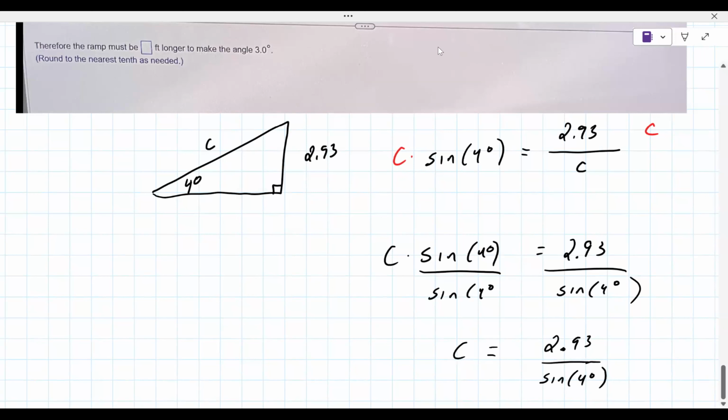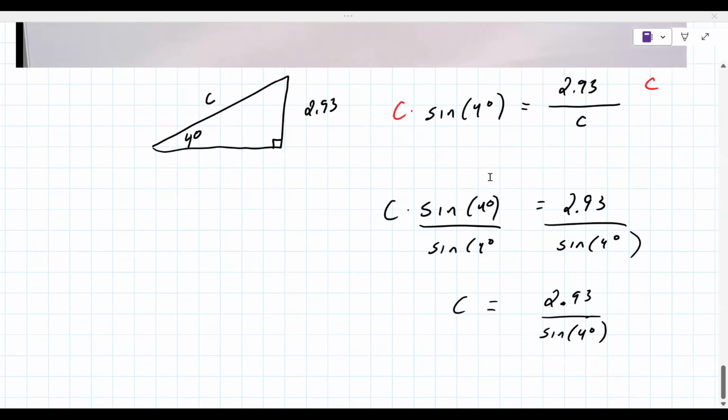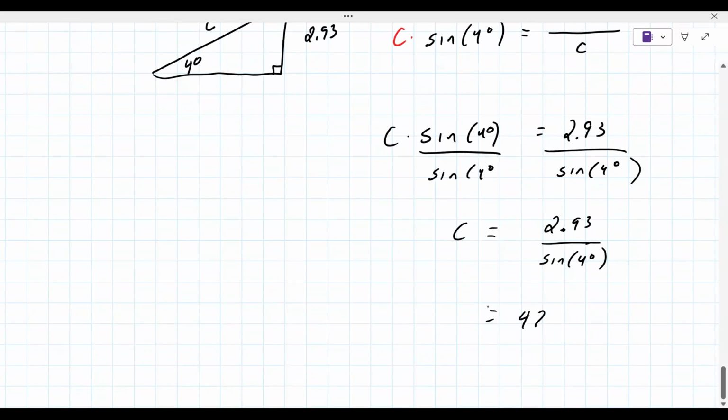All right. So we need to get that value. Let me grab my calculator here. Make sure you're in degrees, really important here. And wow, that's a long ramp. So I got 42.0033, we'll say.